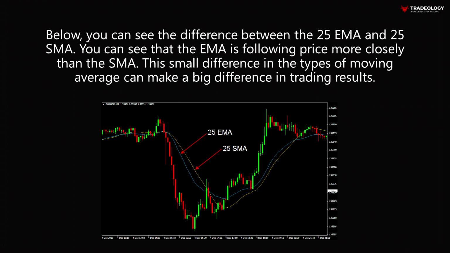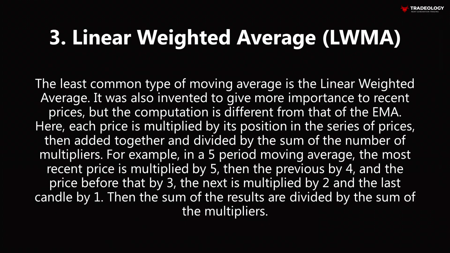You can see that the EMA is following price more closely than the SMA. The small difference in the types of moving average can make a big difference in trading results. The third type is the linear weighted average, or LWMA. The least common type of moving average is the linear weighted average.